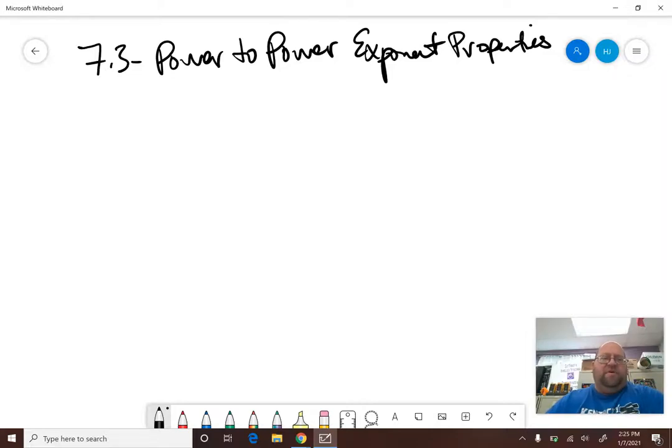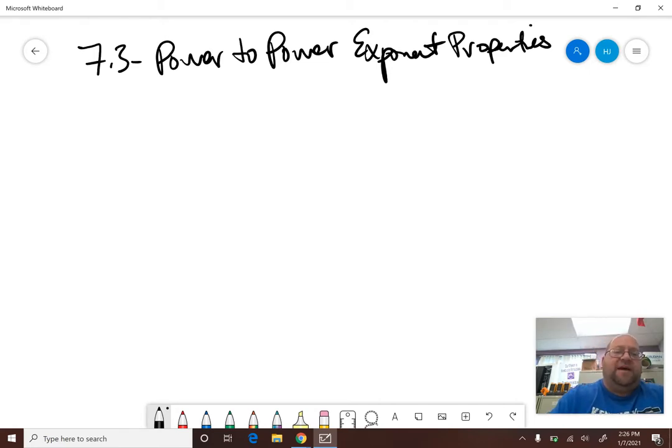All right, we're going to be moving on to 7.3, which is power-to-power exponent properties. And again, this is something maybe that you've seen before, but we'll do a little bit of review from yesterday and then dive right in. I've got about 6 problems that I want to work with you on today that'll help get you ready for the practice. And so yesterday we talked about product and quotient properties.